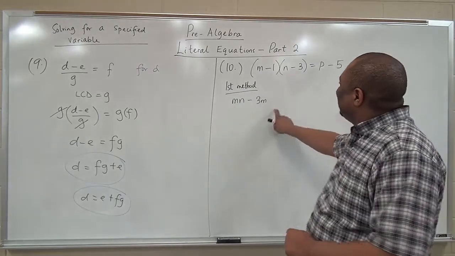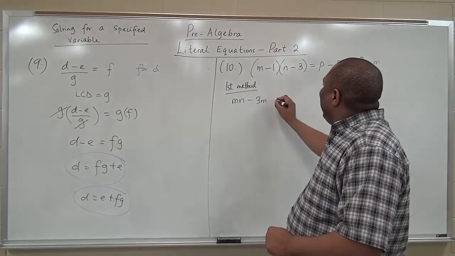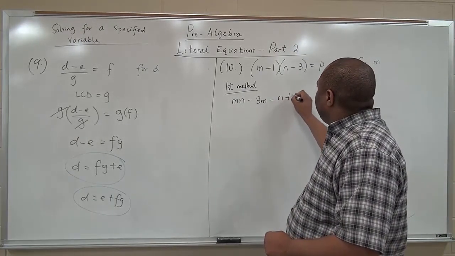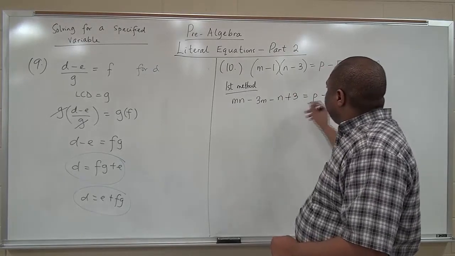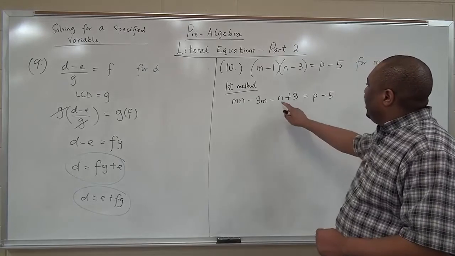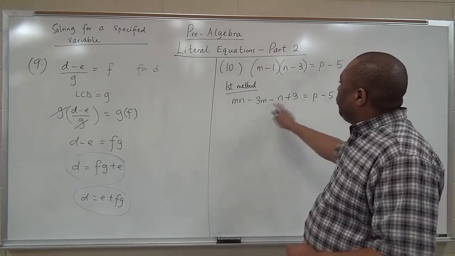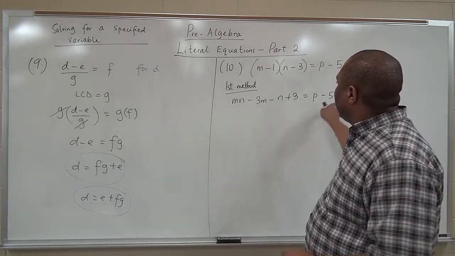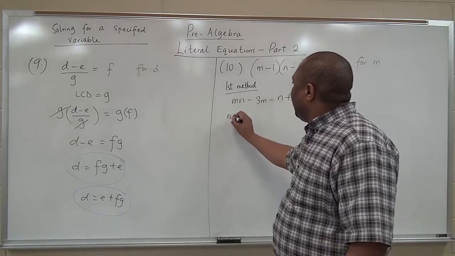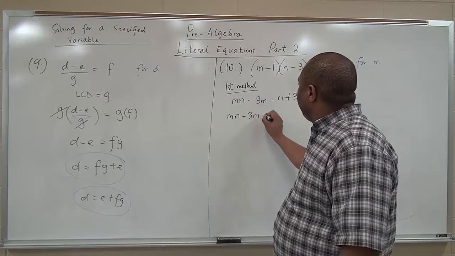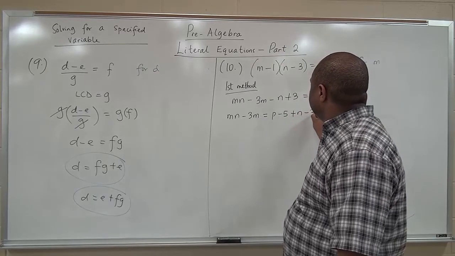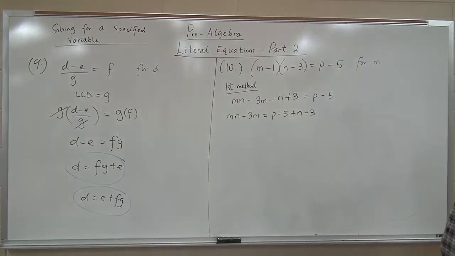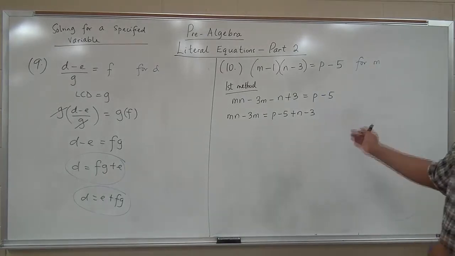So mn minus 3m minus n plus 3 equal to p minus 5. So push these guys out. We want to isolate m, so push these guys out. We have mn minus 3m equal to p minus 5 plus n minus 3. Okay? p minus 5 plus n minus 3.